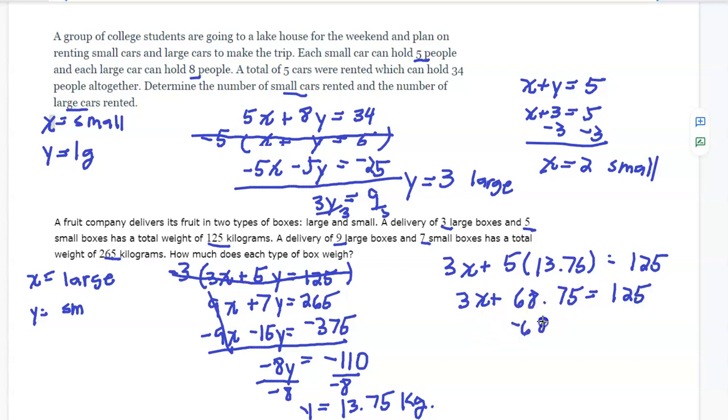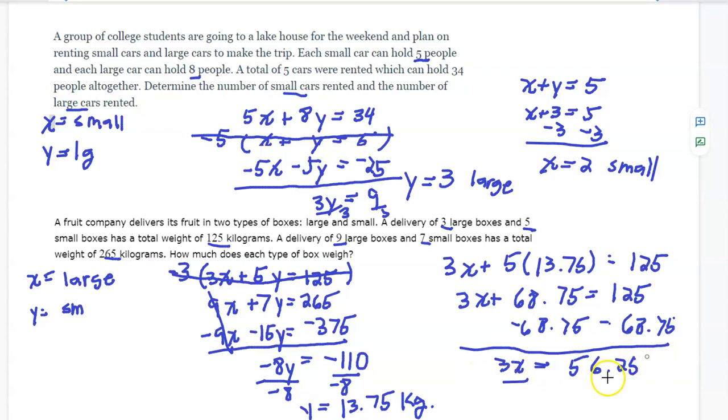Subtract 68.75 from each side. Please use a calculator on this. It gives you 3x equals 56.25. Divide both sides by 3, and x equals 18.75.